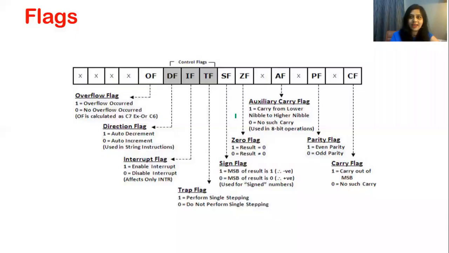So these are the flags. You can see here: carry flag, parity flag, auxiliary carry flag, zero flag, sign flag, trap flag, interrupt flag, direction flag, and overflow flag. We are going to learn these flags in detail in the coming video.